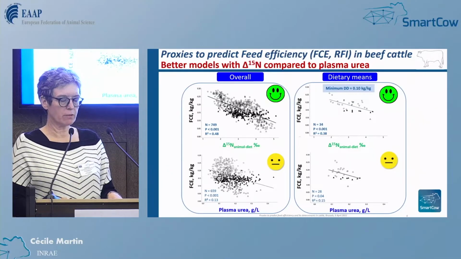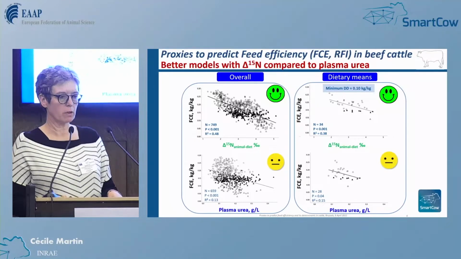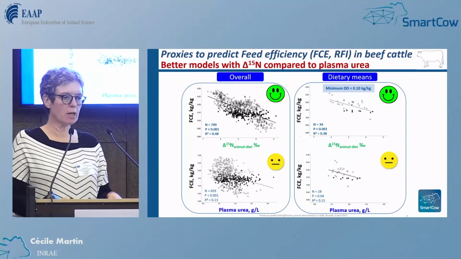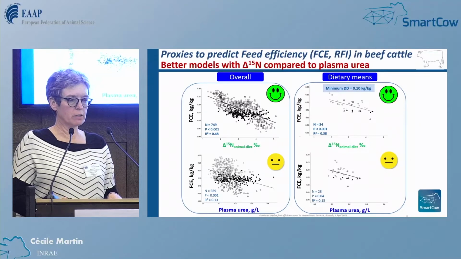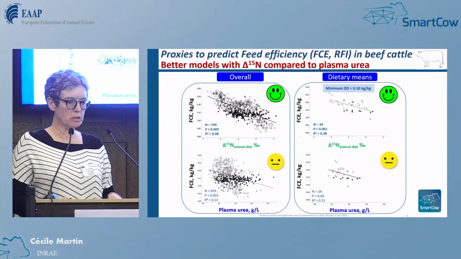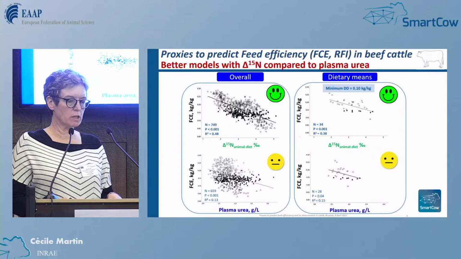First results with 15 nitrogen and feed efficiency. I present here for this phenotype only the feed conversion efficiency data, but the same trends were observed for RFI, and also for nitrogen use efficiency.